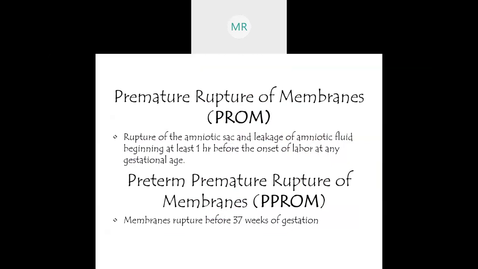So when there's a preemie in utero and the membranes rupture at least an hour before the onset of labor, so before she's starting her contractions, before she is dilating, before her cervix is thinning, 1 hour before that onset of labor, she ruptures membranes first. If she's full term, it's a PROM, but if she has a preemie in utero, that'll be a PPROM.